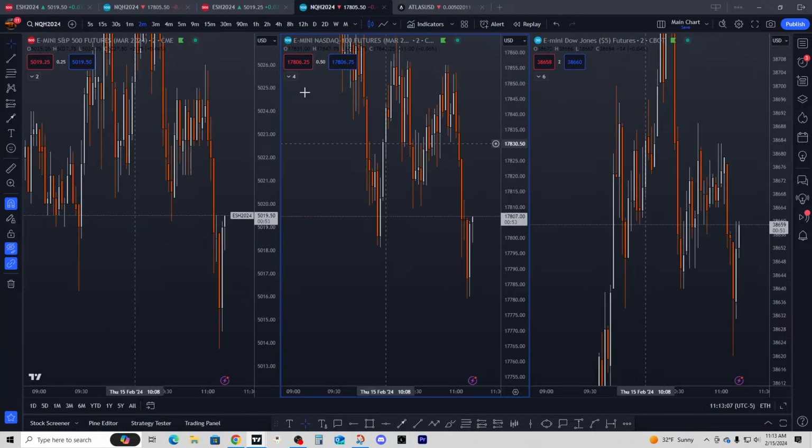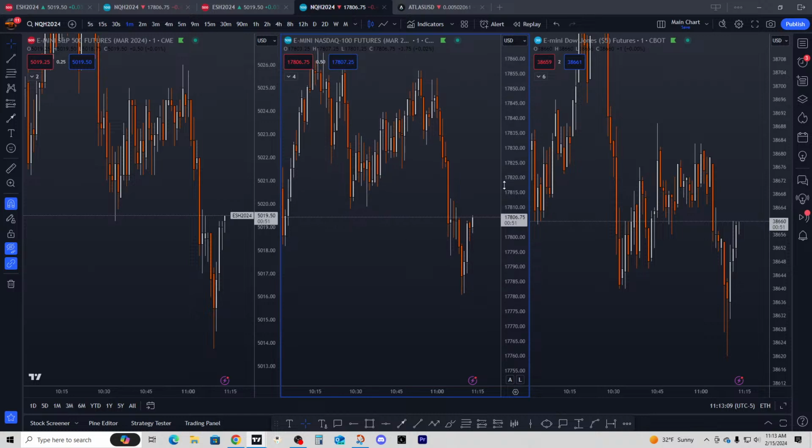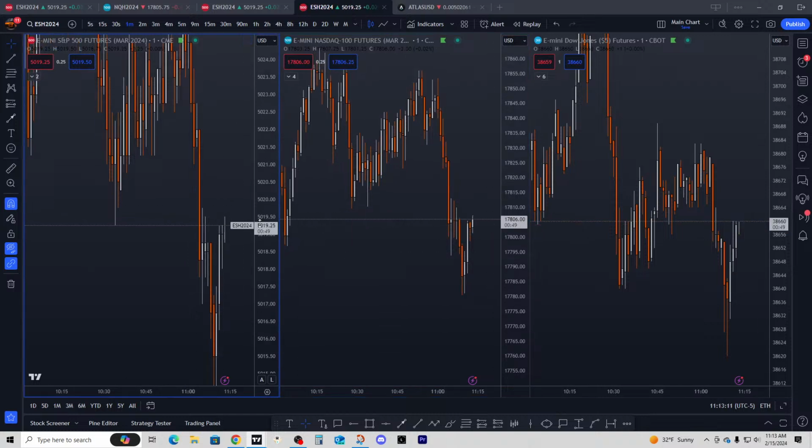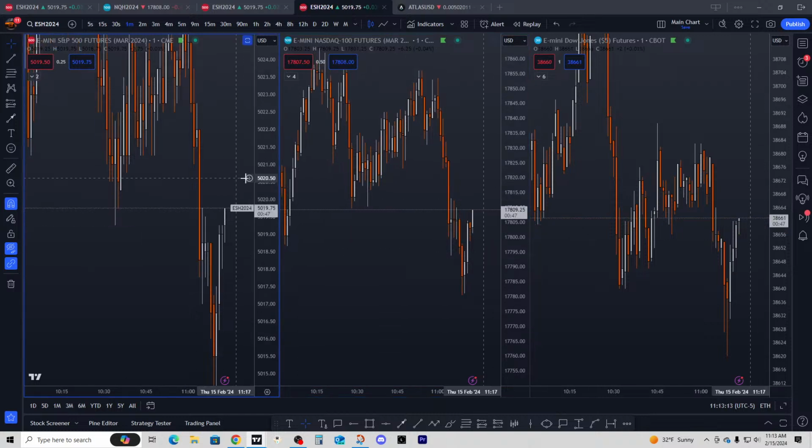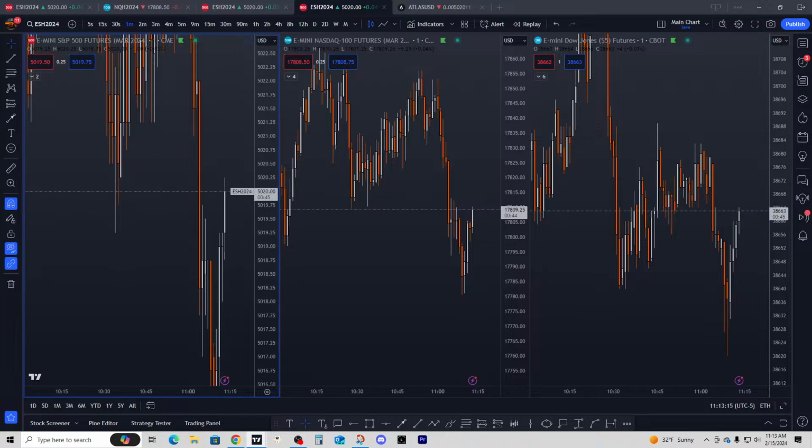I'll put a contract on this one. We'll see if it wants to go up. If we hit this high here, I'm out. Okay, we're about to hit the high. Okay, we hit the high. So I'm gonna move it to break even. I'm not out, but I'm moving it to break even.